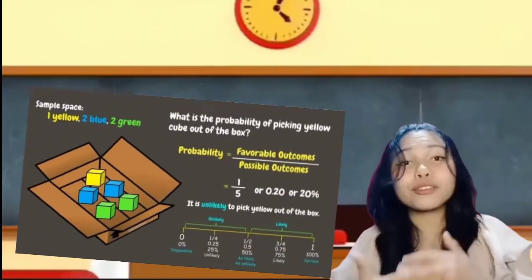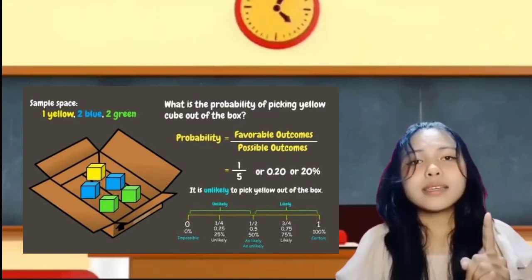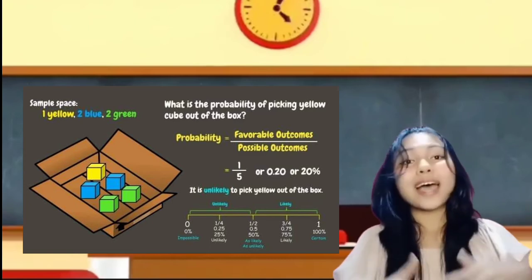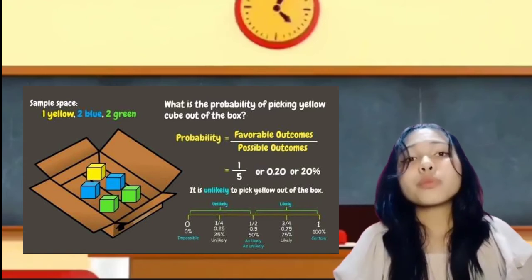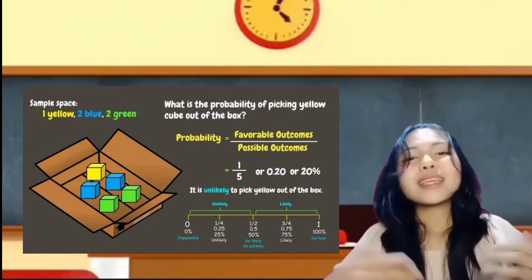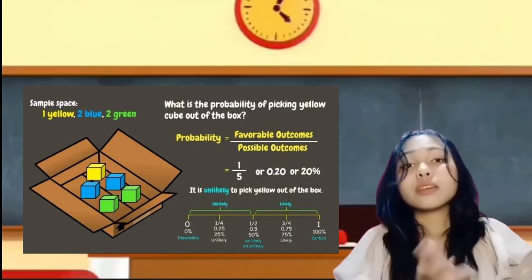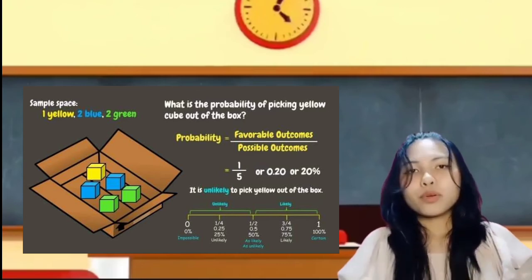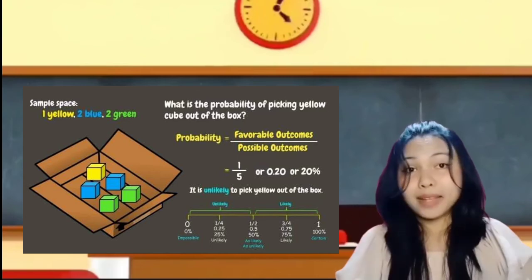Let's have another example. Let's say in a box there's 1 yellow cube, 2 blue cubes, and 2 green cubes, a total of 5 cubes. Without looking, what is the probability of picking a yellow cube out of the box? But how do we get the probability? To determine the probability, we need to divide the number of favorable outcomes by the number of possible outcomes.